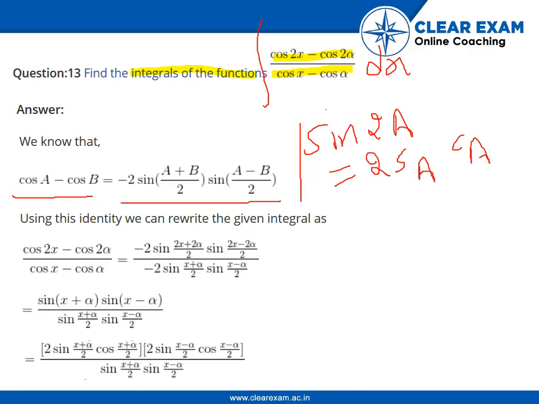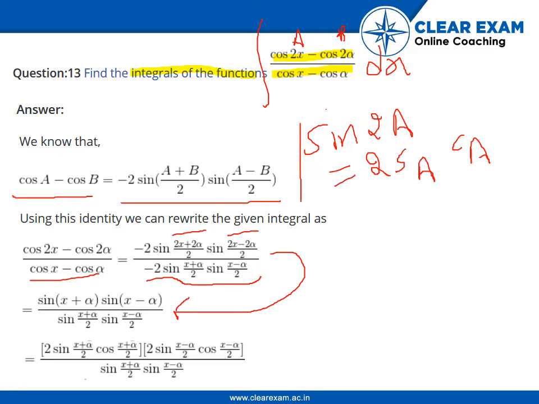So for cos 2x minus cos 2 alpha, here A is 2x and B is 2 alpha. So we can write cos 2x minus cos 2 alpha as minus 2 sin (A plus B) by 2, that is (2x plus 2 alpha) divided by 2, times sin (A minus B) by 2, that is (2x minus 2 alpha) divided by 2. And similarly for cos x minus cos alpha, that is minus 2 sin (x plus alpha) by 2 into sin (x minus alpha) by 2. We are just simplifying the expression in this step and we get something like this. Now what should be our next step?